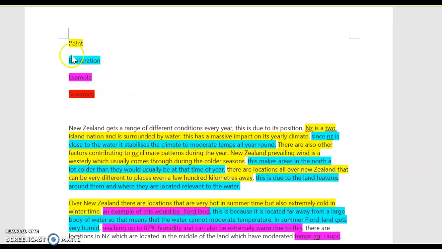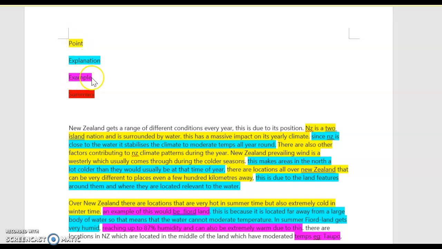So a point is what you should start with. New Zealand's climate is very varied from north to south. That would be an example of a point. Explanation, explaining your point. So the reason why New Zealand's climate is very varied from north to south is because of the differing latitude. That's an example.